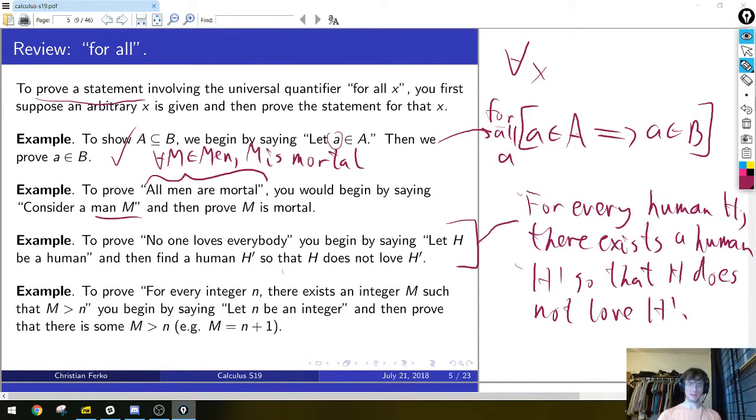You could say the same thing if you wanted to prove that for every integer n, there's another integer m greater than n. So there's an integer m such that m is greater than n. If you wanted to prove that, you want to prove it's true for every n, so you would start by saying let n be an integer, and then you would need to prove that there's some m which is greater than n. So for instance, you could just define capital M as lowercase n plus 1. And that applies for every n, so your argument is true in general, right?